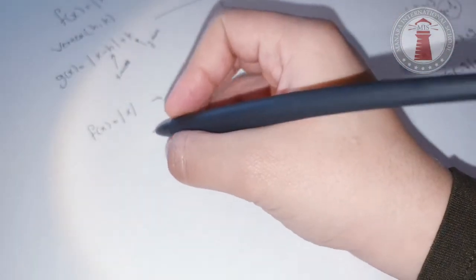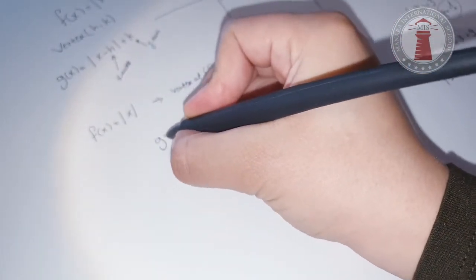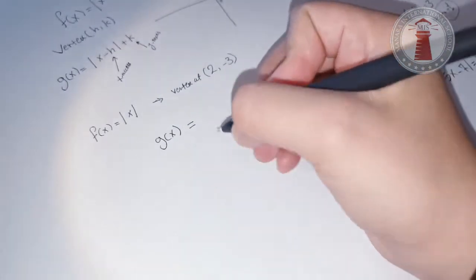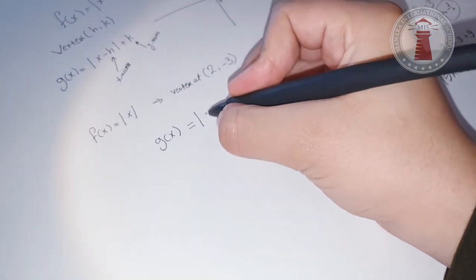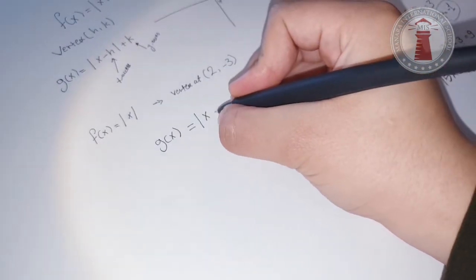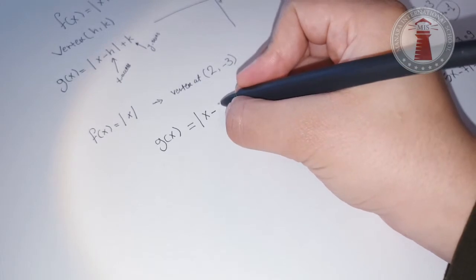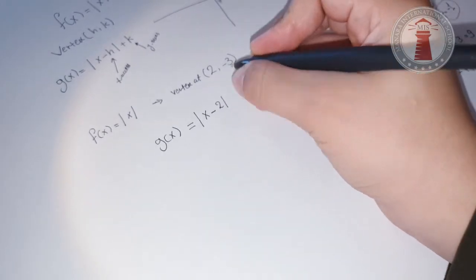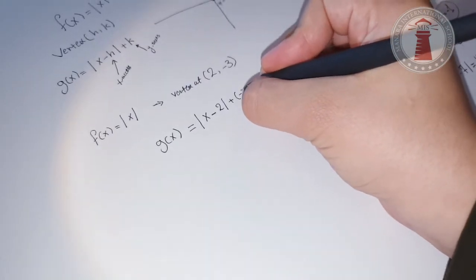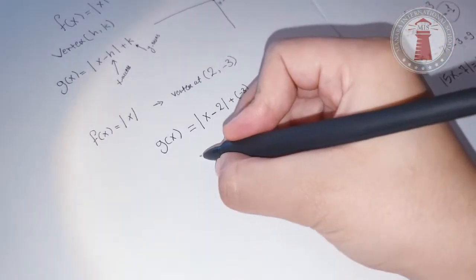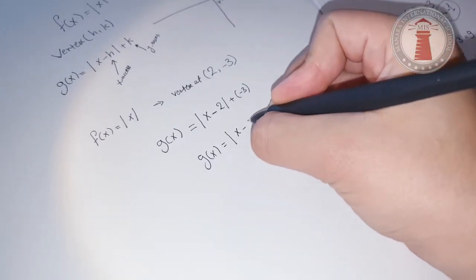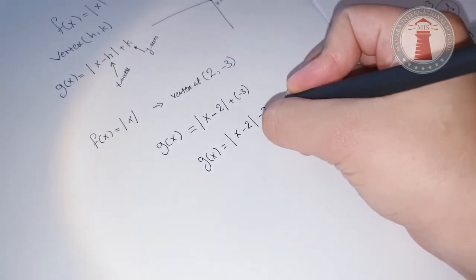So g of x, which is the new one, is going to equal the absolute value of x, which is this one. Now here we have 2, which represents h, so it's minus 2. And then we have plus k, so it is plus the negative 3. So this becomes g of x is equal to the absolute value of x minus 2, minus 3.